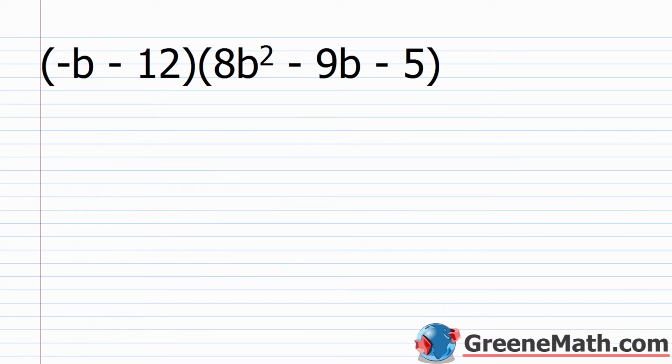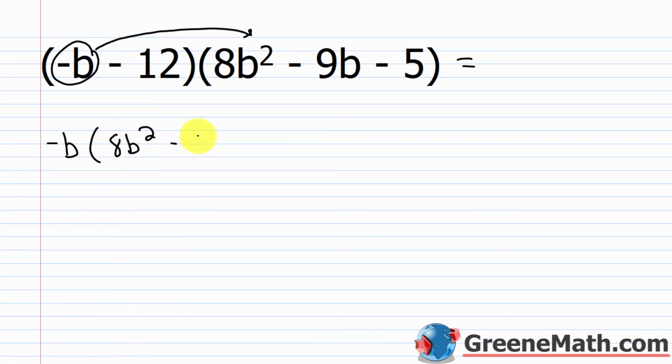All right, for the next one, I have a binomial multiplied by a trinomial. So nothing's going to change here. I'm still going to multiply each term of the first polynomial by each term of the second polynomial. So I have negative b minus 12 times 8b squared minus 9b minus 5. So all I'm going to do is take this guy right here, negative b, and multiply it by this whole thing here. So negative b times, inside of parentheses, 8b squared minus 9b minus 5.